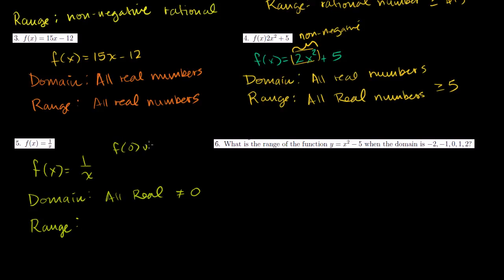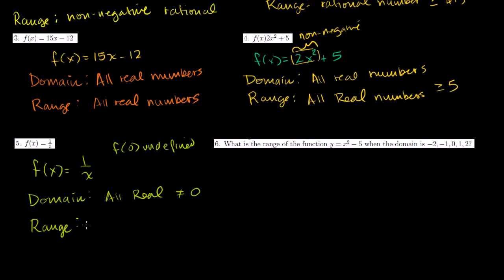F of 0 is undefined. And that literally means we don't know what to do with a 0. We have not defined a way to operate on a 0. So f of 0 is undefined. So the domain is all reals except for 0.